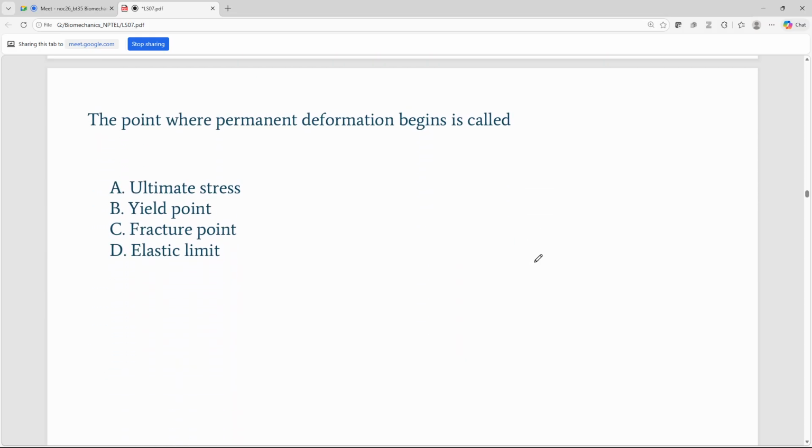The point where permanent deformation begins is called? Options are: option A, ultimate stress; option B, yield point; option C, fracture point; option D, elastic limit. We have seen that point in the graph just before. The point where permanent deformation begins is called what?